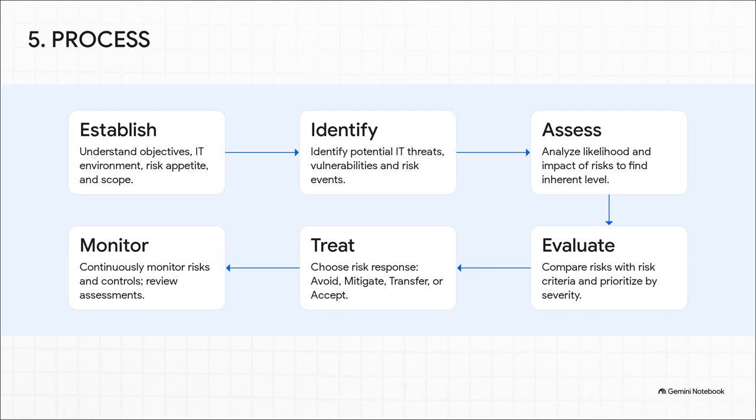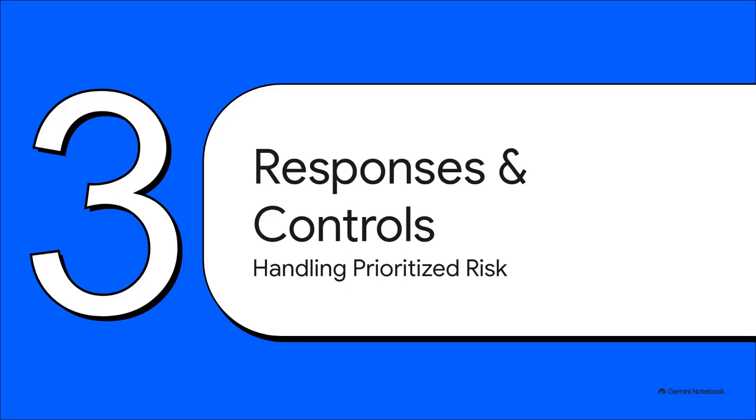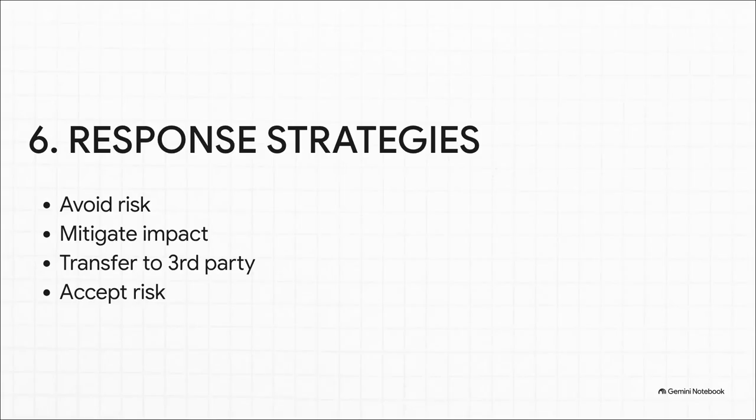See how that flows? That brings us perfectly to Section 3, risk responses and controls. How do we actually handle the risks once we find them? Heading number 6, risk response strategies. When you face a prioritized risk, you've got 4 main plays. You can avoid, which means eliminate the risk by not engaging in the activity. You can mitigate, implement controls to reduce the likelihood or impact.